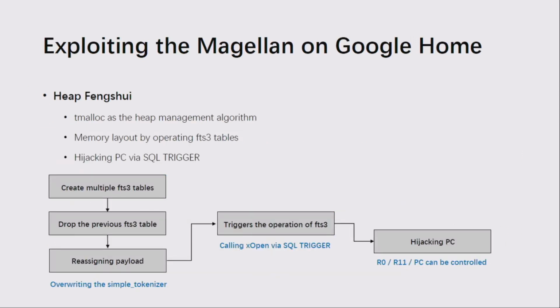The next step is to make a memory layout. The SQLite logic of the Chrome shell uses tcmalloc. A feasible memory layout idea is as follows.